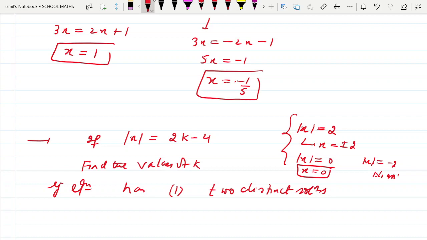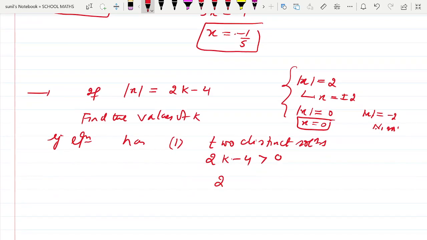It means it will have two distinct solutions if this quantity 2k minus 4 is certainly greater than 0. So I should say that my 2k is more than 4. So k must be more than 2.